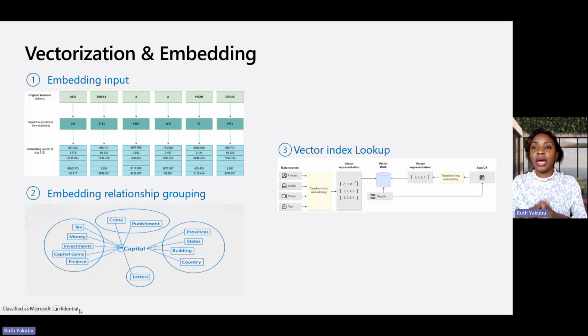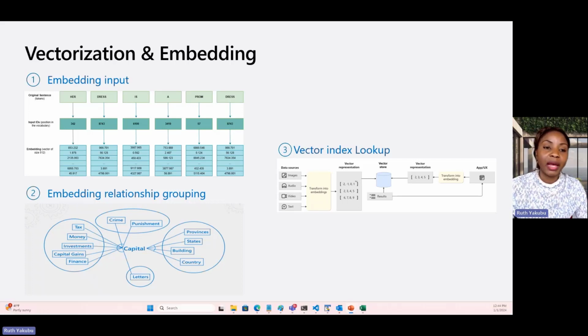So in this example, her dress is a prom dress. If you notice, dress appears twice. Dress is mapped to the same number. So that's how it works. It's almost like, like I mentioned, a dictionary. Each word is assigned a numerical value.